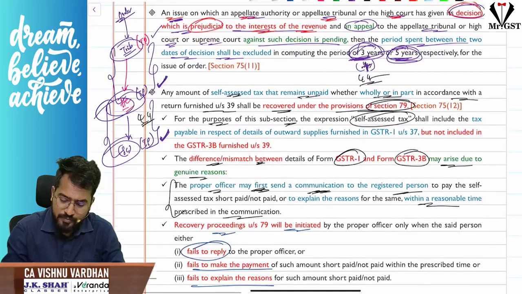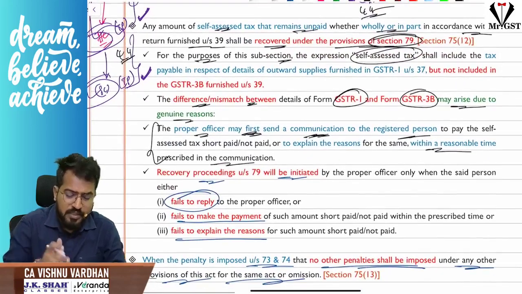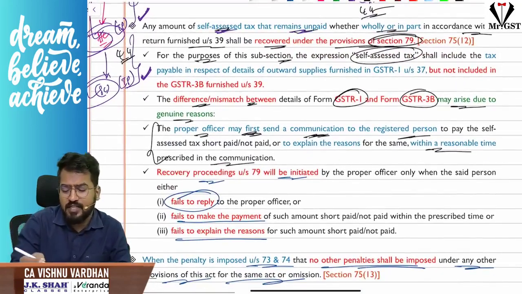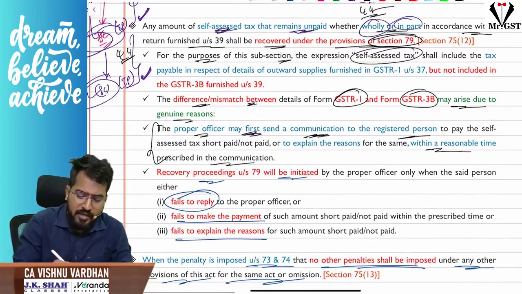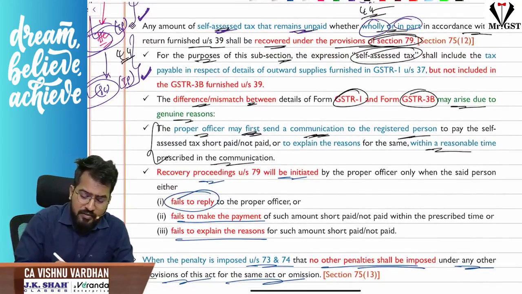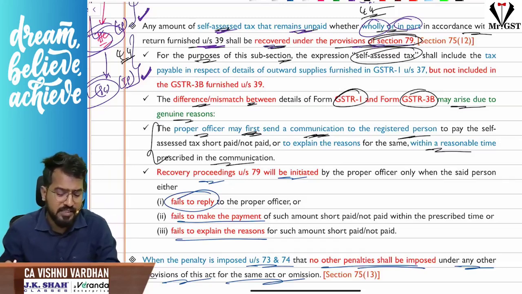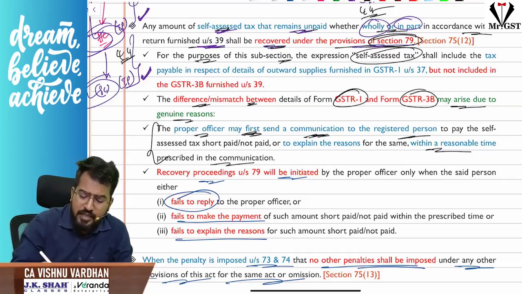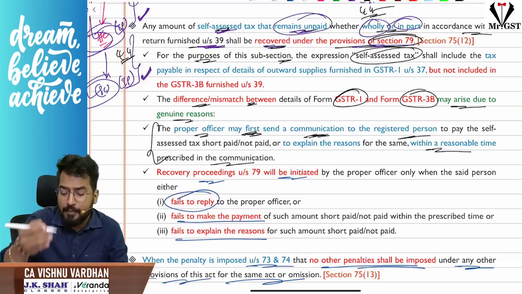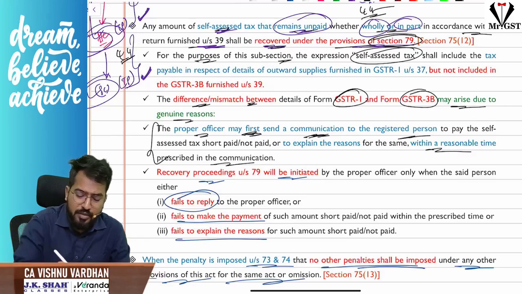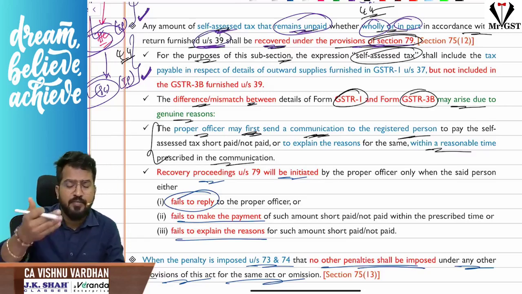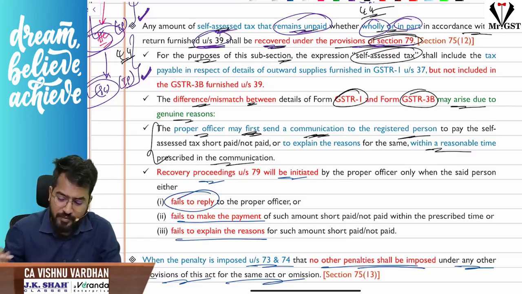Next, sir, if any self-assessed tax remains unpaid wholly or partly, regarding which the return under section 39, the GSTR 3B, has been filed, that will be recovered under the provisions of section 79. So any self-assessed tax which remains unpaid wholly or partly, because of the return you have filed under GSTR 3B, recovery shall be done under section 79.